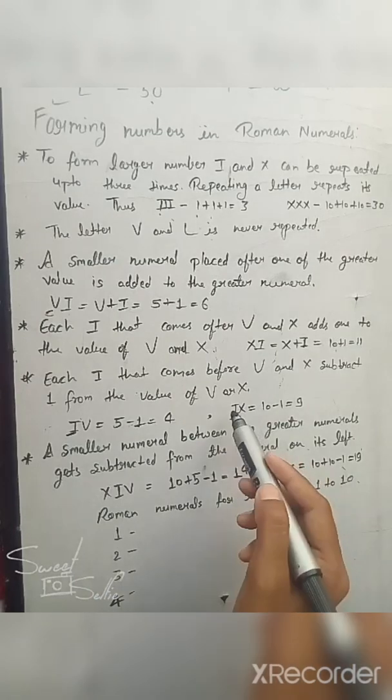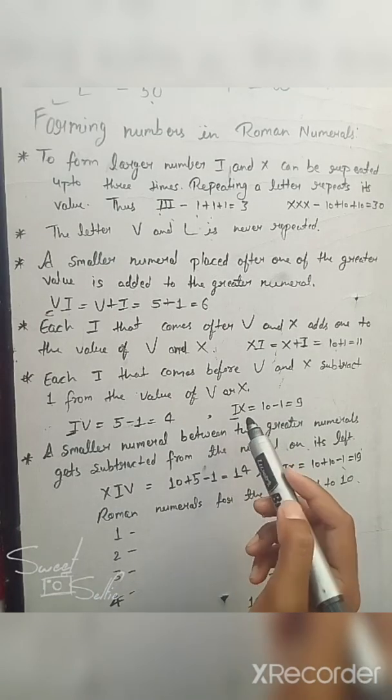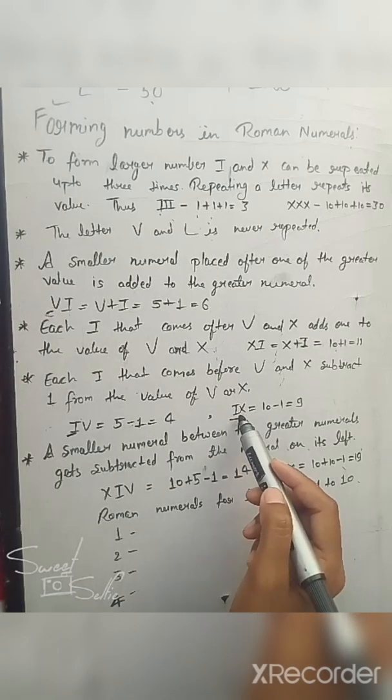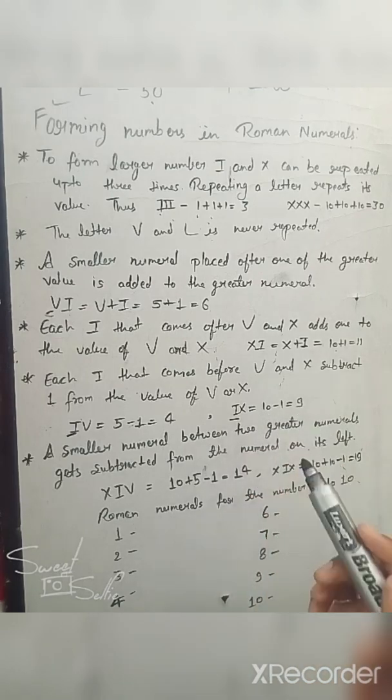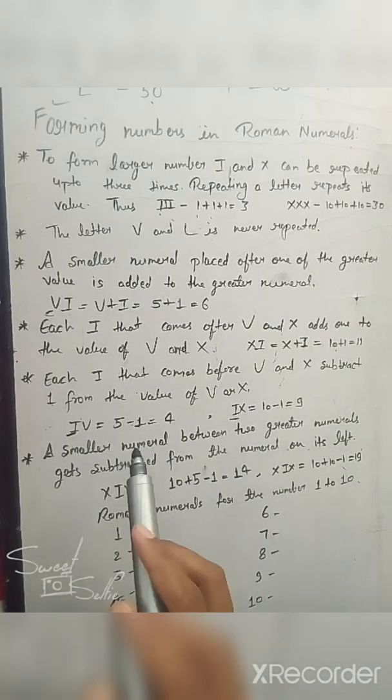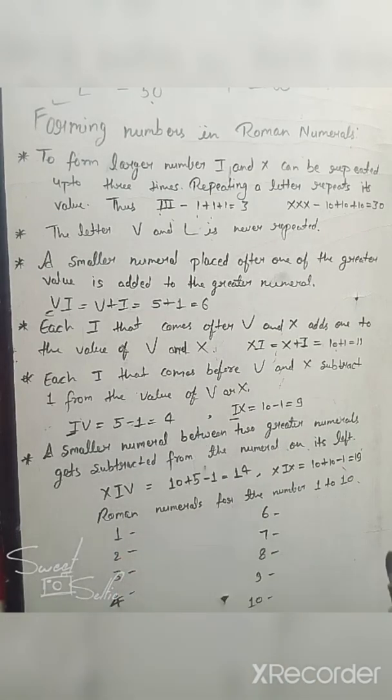Next IX. Now here we have to subtract 1 from 10. The value of X is 10 and I value is 1. So 10 minus 1 is equal to 9. It means, नंबर किसी V और X के बाद अगर हम I को राइट करते हैं तो वहाँ पे हम I की वैल्यू को V और X में ऐड करेंगे, और अगर हम V और X के पहले, इट मीन्स राइट साइड में I को लिखते हैं तो वहाँ पे हम I की वैल्यू को सब्ट्रैक्ट करेंगे.